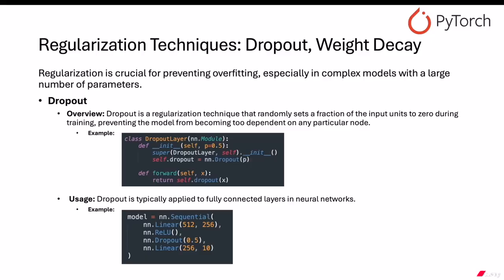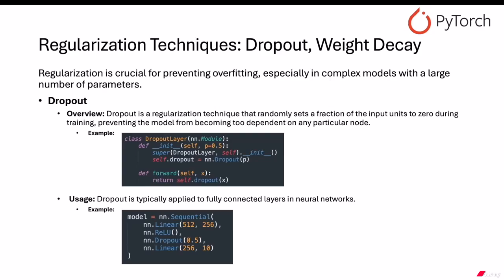Here is an example. DropoutLayer, nn.Module. I have my init and forward methods. Inside init, I am passing self and p equal to 0.5. Call the super, pass the class object DropoutLayer, self and initialize it, and self.dropout equal to nn.Dropout(p). Then in the forward function, pass self and x, and return self.dropout of x.